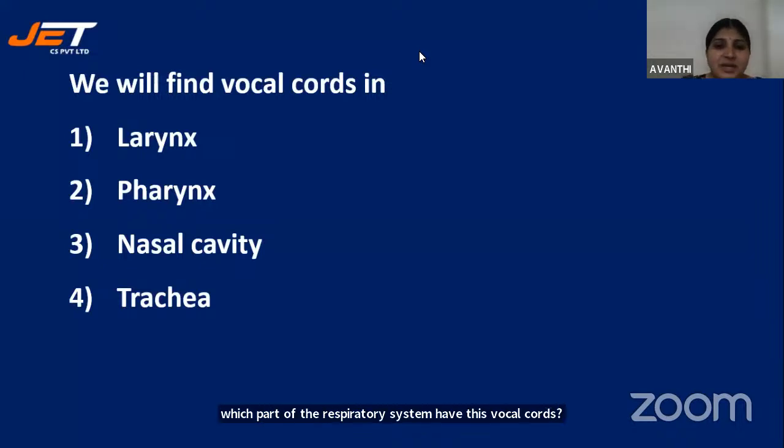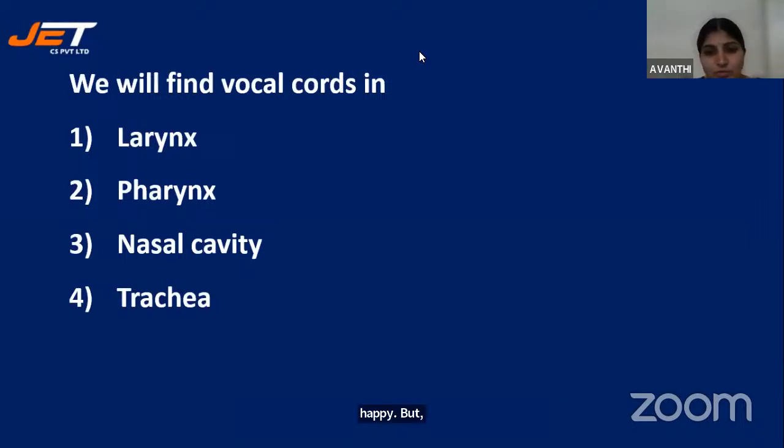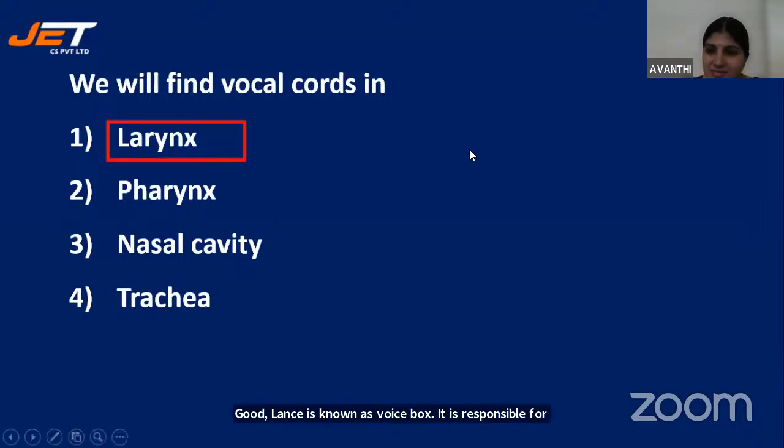Renuka, Swati, Manohar, Ashwin, Pavan Sai. It's not 3. In the nasal cavity we will not have vocal cords. You have to tell where they are. Preetika, yes, Sai Charan, yes, it is the larynx. Larynx is known as the voice box. It is responsible for our speech. Yes, it is larynx, children. Larynx is the correct answer.